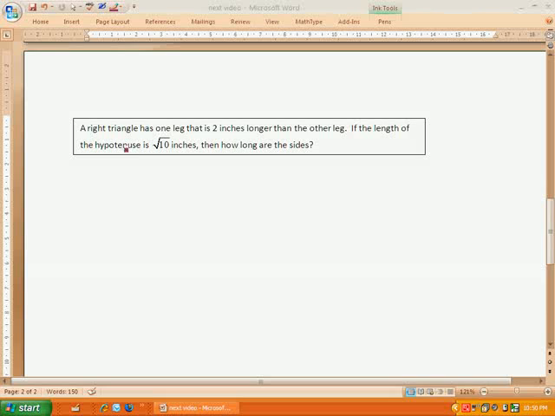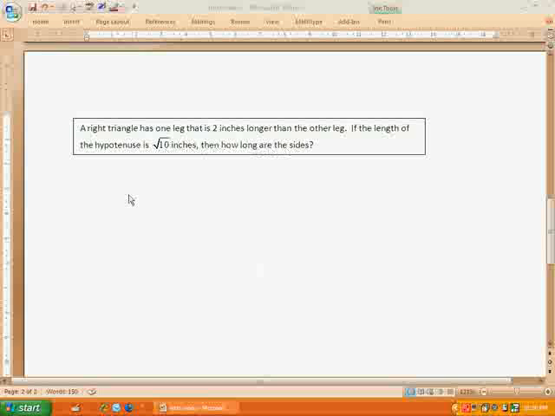Alright, let's look at two more examples of the Pythagorean Theorem. One is just another word problem dealing with the right triangle, and the other one will be more of a real-life example. Okay. This first one: a right triangle has one leg that is 2 inches longer than the other leg. If the length of the hypotenuse is square root of 10 inches, then how long are the sides?